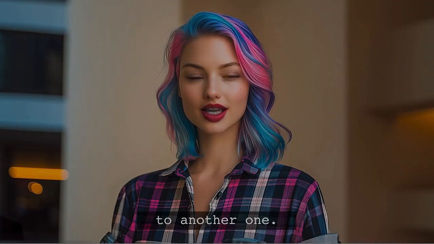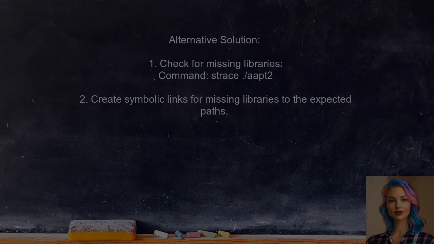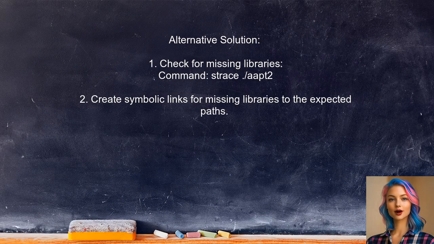Let's move on to another one. An alternative solution provided by another user suggests checking for missing libraries using the command strace on AAPT2. This will help identify which libraries are not found. Once you know the missing libraries, you can create symbolic links to those libraries at the expected paths.